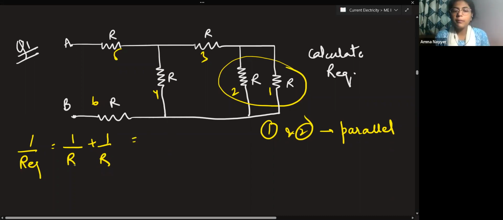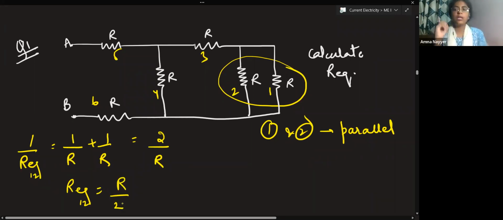So what will be my answer? It becomes 2 divided by R. This was 1 by R equivalent. I want to know what is the R equivalent for both of these, R equivalent for 1, 2. R 1, 2 becomes R divided by 2.